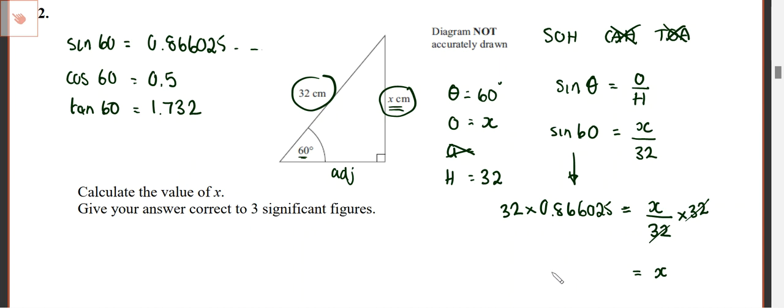What do you get? 27.7. Okay, that'll do. So three significant figures. X equals 27.7. Again, I'm going to put it up here, 27.7 centimetres. That's 32 and it's longest, so that looks pretty good.